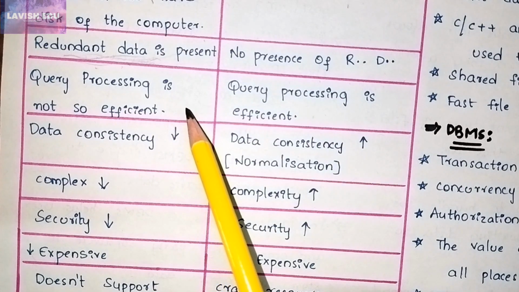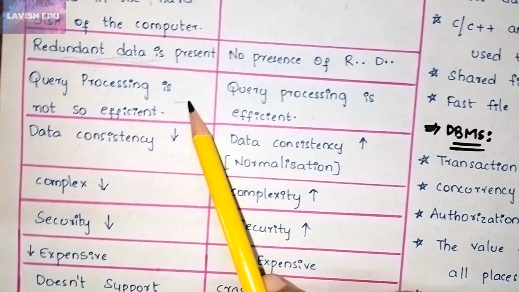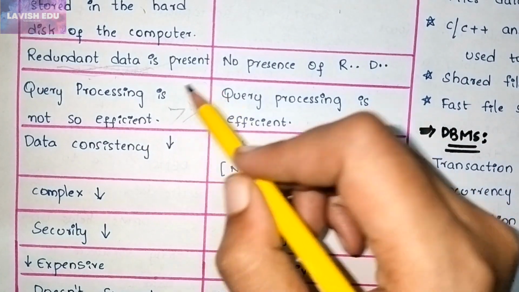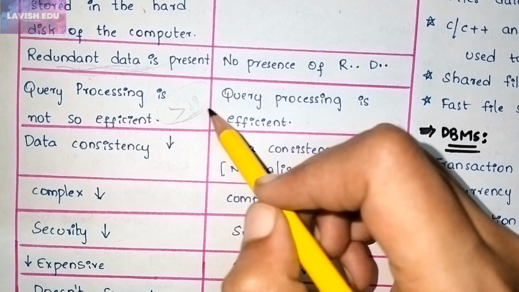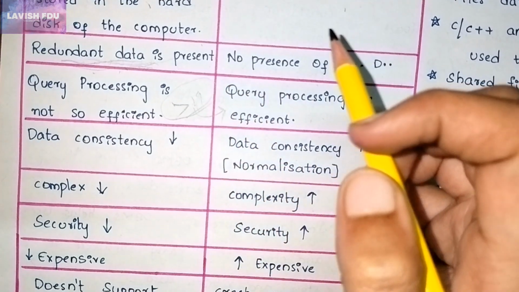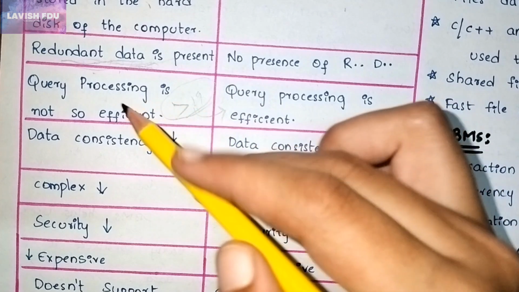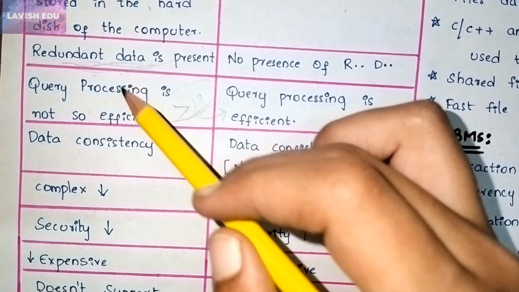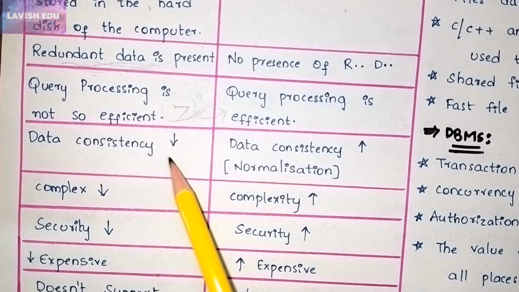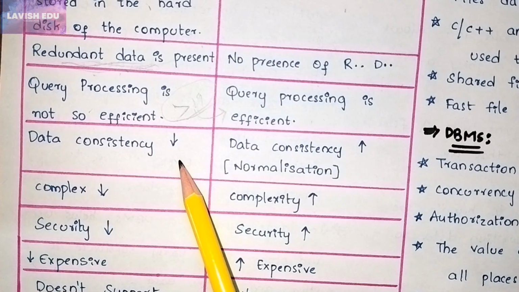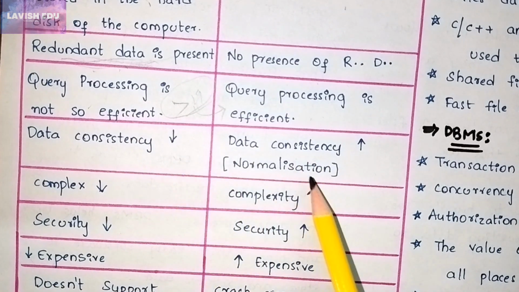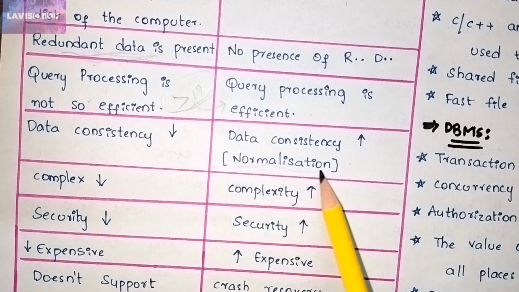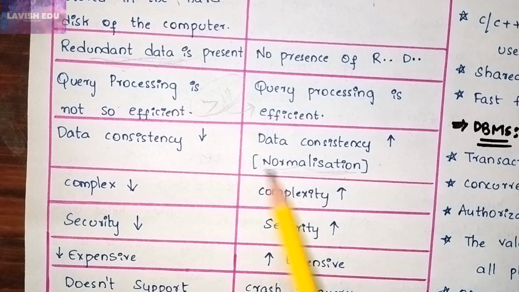As we have discussed before, suppose I want the students whose age is greater than 19. If I give a query in SQL in the database, it will be simple, efficient and fast. But in file system, it is not possible to retrieve the data which I want from the database. Due to this, data consistency decreases, and here due to the normalization technique, data consistency increases. We'll go through this normalization technique in the further classes.